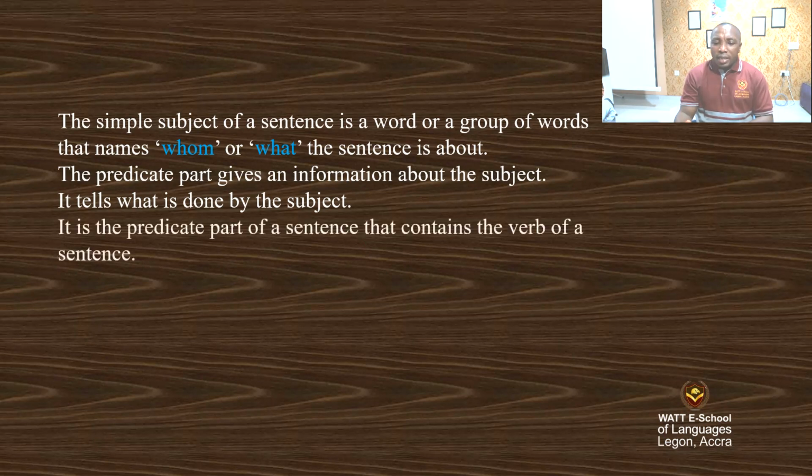So it is the predicate part of a sentence that contains the verb of a sentence. I hope you understand. The predicate part of a sentence contains the verb of a sentence. Example, he is a boy. The verb here is "is", and "is a boy" is what we call the predicate part because the verb is there. But "he" is not the predicate, rather a simple subject.